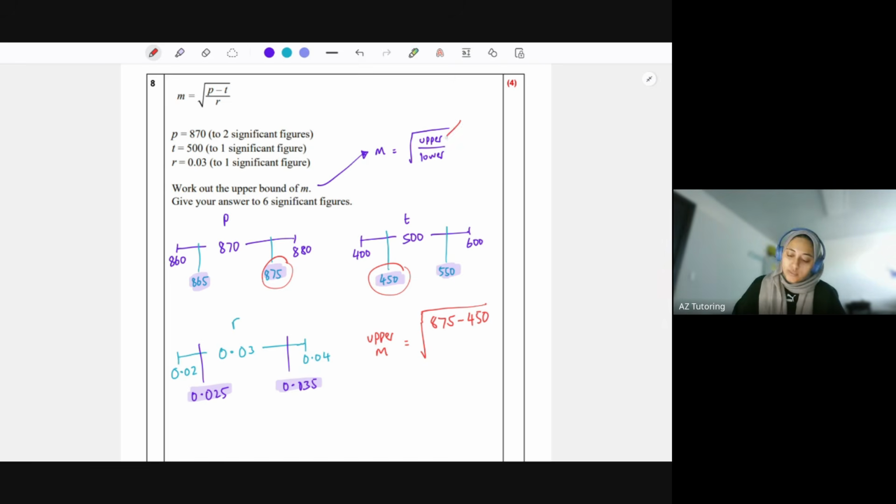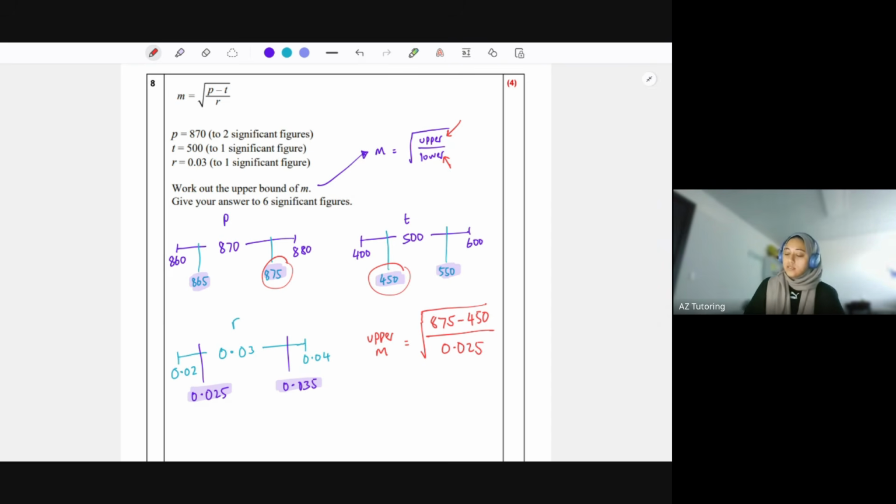So this is where people tend to get confused. Because I want the maximum value on top of this fraction, I'm going to do the biggest value of P minus the smallest value of T. Okay? And then on the bottom, we said we're going to divide by the lower of whatever it is. So the lower of R is 0.025.